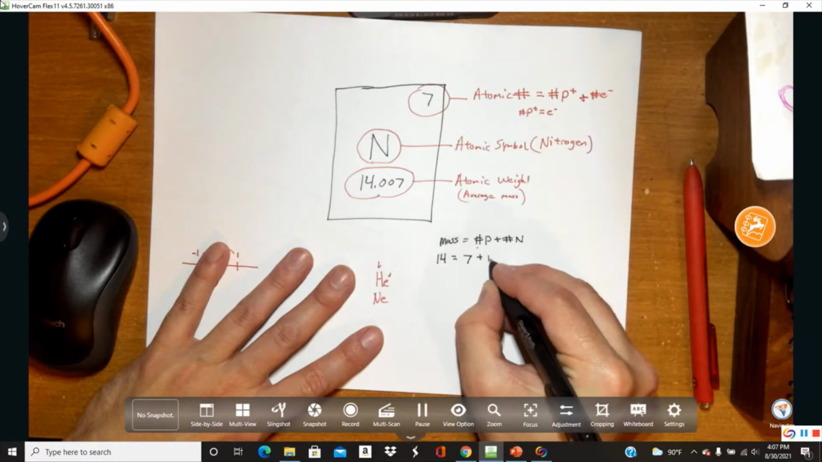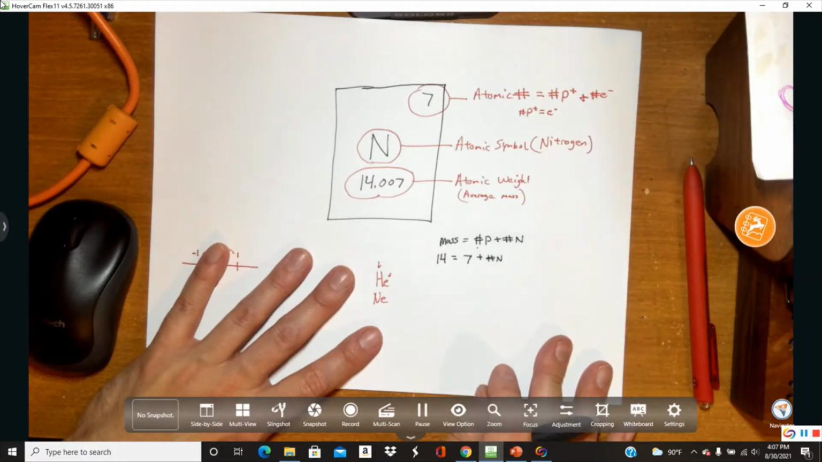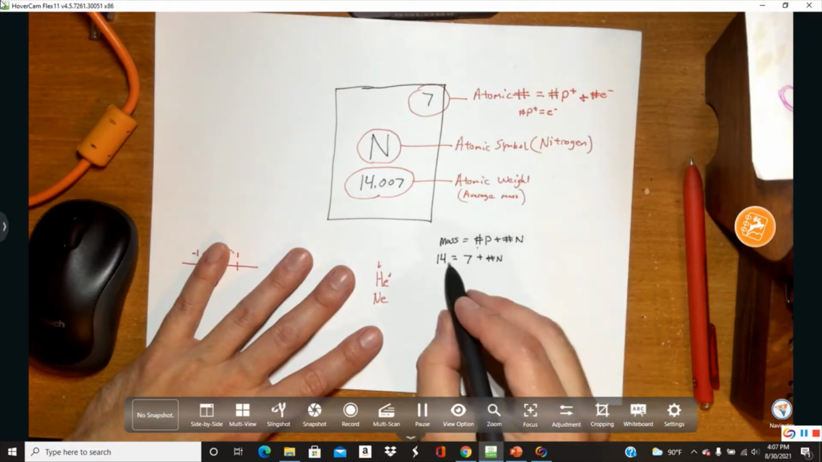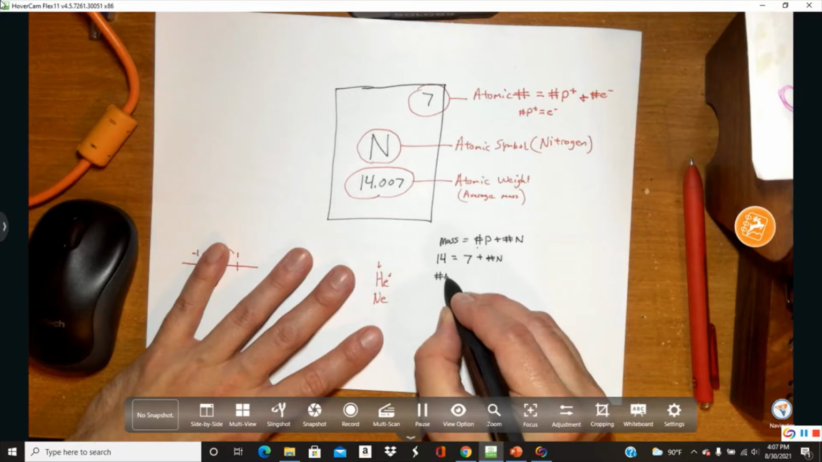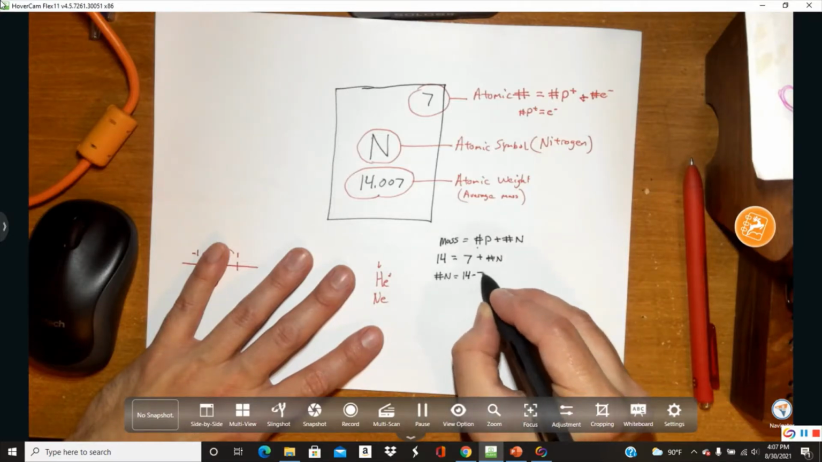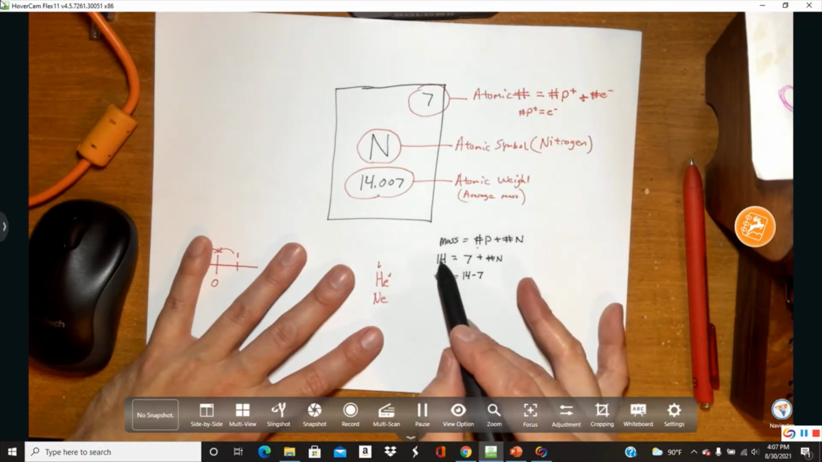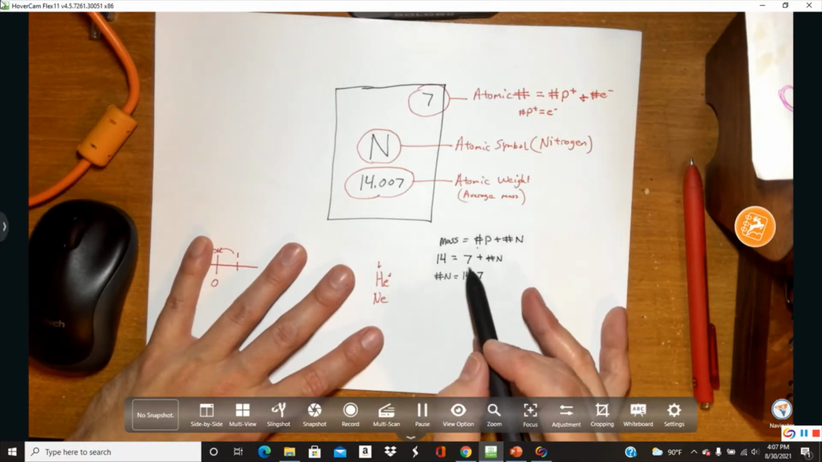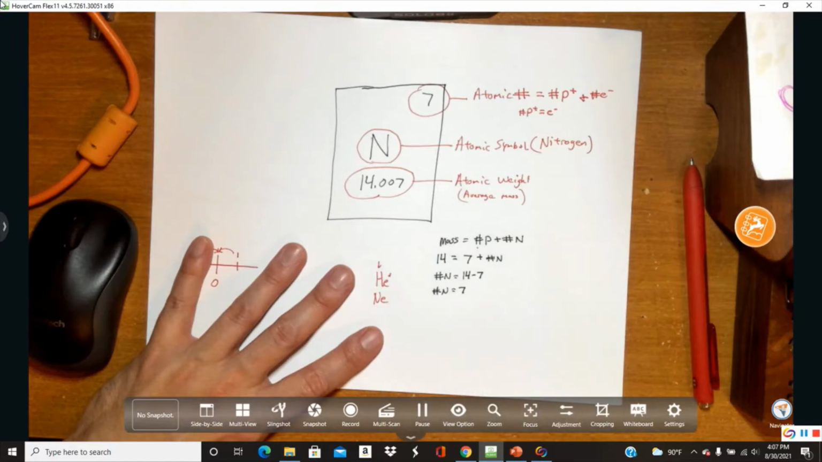The number of neutrons. Now, how do we find the number of neutrons? Well, as it turns out, we know the mass, so all we've got to do is: the number of neutrons is equal to 14 minus 7. So the number of neutrons would be the atomic mass minus the atomic number, and this will tell me that I also have 7 neutrons.